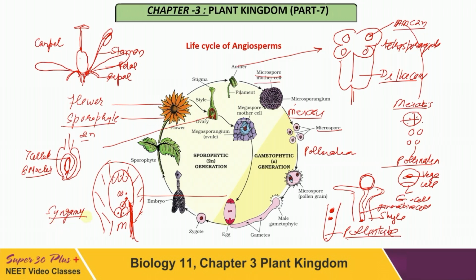As a result of syngamy, what will be formed? The zygote will be formed, and the zygote will develop into the embryo. Is it right? The other male gamete will fuse with this. The result is known as, tell me, yes, it is called triple fusion. As a result of this triple fusion, the primary endosperm nucleus will be formed, which ultimately will develop into endosperm.